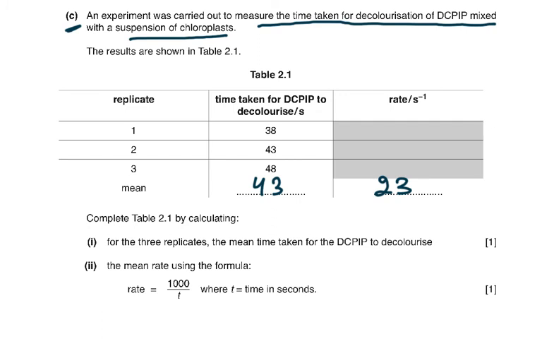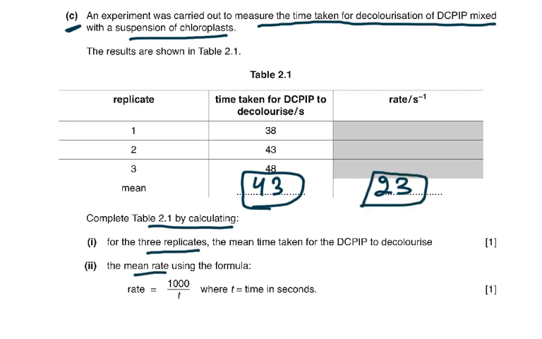Then part C, an experiment was carried out to measure the time taken for decolorization. This is just a suspension of chloroplasts and you've given the replicates. Complete table 2.1 by calculating for the 3 replicates the mean time taken. So this was the mean time, and then the mean rate, which was this one here. So we calculated that and we put it in the box as it said complete table 2.1.